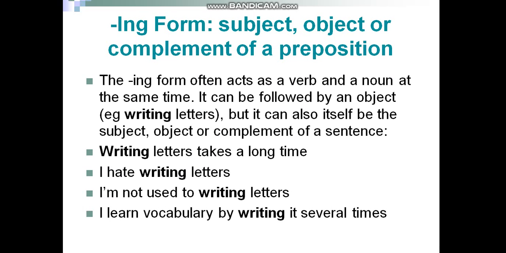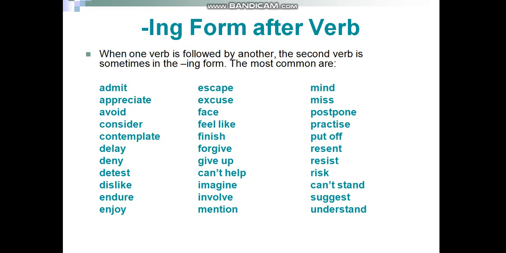The ing form as subject, object, or complement of a preposition. The ing form often acts as a verb and a noun at the same time. It can be followed by an object, like writing letters. For example, writing letters takes a long time. I hate writing letters. I'm not used to writing letters. I learn vocabulary by writing it several times.